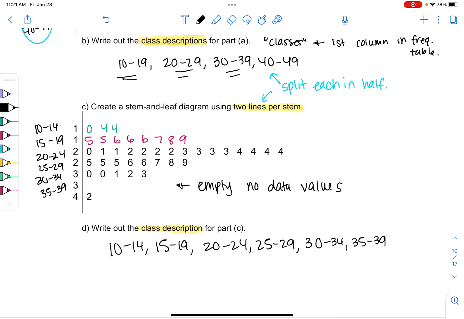And then 40s, it looks like we only did 40 through 44. We didn't need to include 45 through 49 because there's no data. We don't need to include an empty row at the beginning or end. So empty is okay in the middle, but not the end. So we didn't need that one.